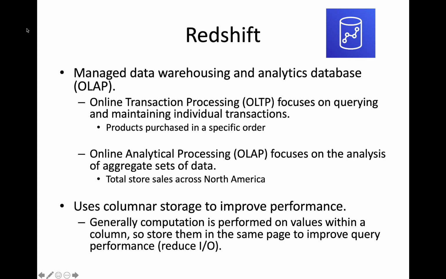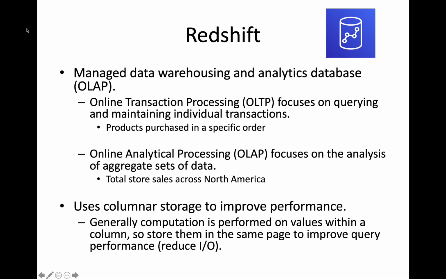Redshift uses a columnar-based storage format, which is different than our traditional relational databases. Relational databases are row-based, where each set of data is stored as an individual row. You can think of each row as being like a transaction. Imagine if customers are ordering products, then each customer transaction appears as a separate row.